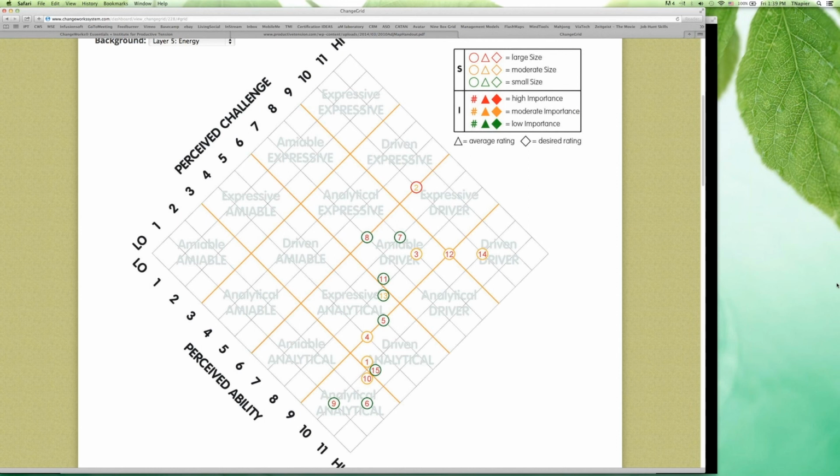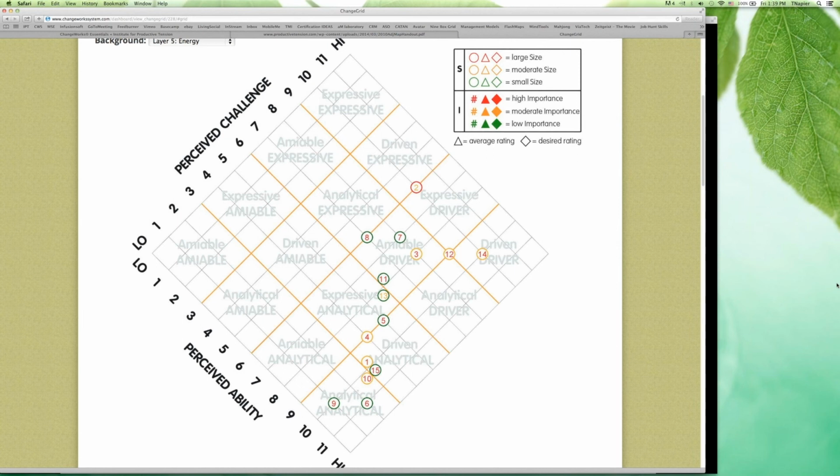Now, with an analytical driver, I might just be a bit concerned that they've got some tension that's going to put them into a bit of a hurry, but I'm not worried about that. So you can give me a driven analytical or an analytical driver, and I'll be happy.